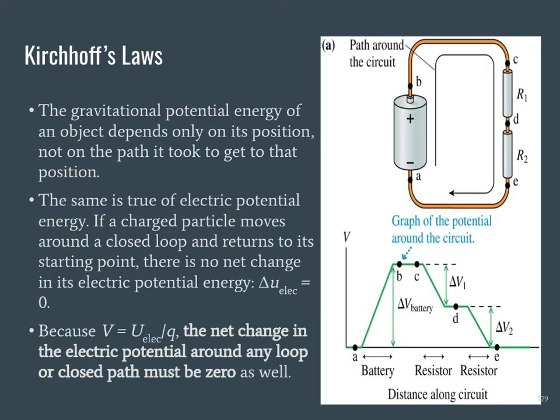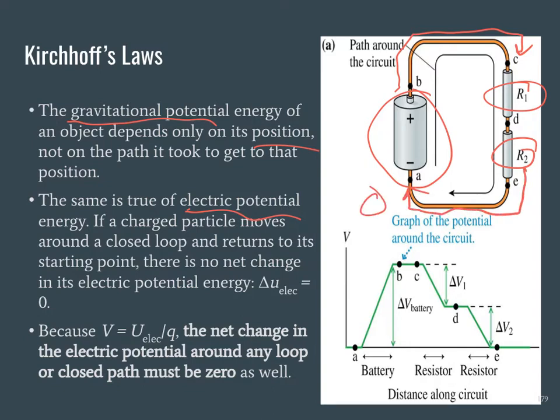The other main law is thinking about what's happening with the voltage drop. Now, if I think of an object in terms of its gravitational potential energy, it depends only on its position, not the path that it took to get to that position. Well, the same concept is true with electric potential. So the battery is giving me electric potential energy. Now, as the charged particle goes around this loop, it's going to lose some of its electric potential energy across its resistors, in this case, and then it'll come back to the bottom with 0 electric potential energy.